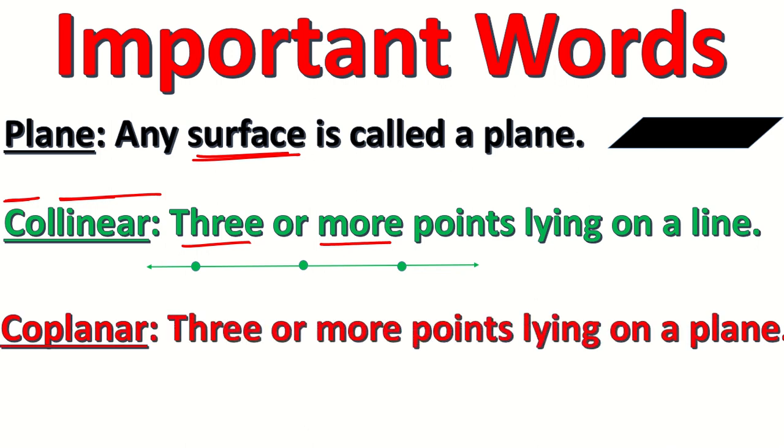Coplanar, maybe this word will not be used in grade 10, but you must know this. Coplanar means same, co means together, and plane means surface, I told you. So if 3 or more points lie on the same surface, then this is called coplanar. For example, here you can see this is a surface. On this we have taken some points. So these 4 points lie on the same surface, so they are coplanar.